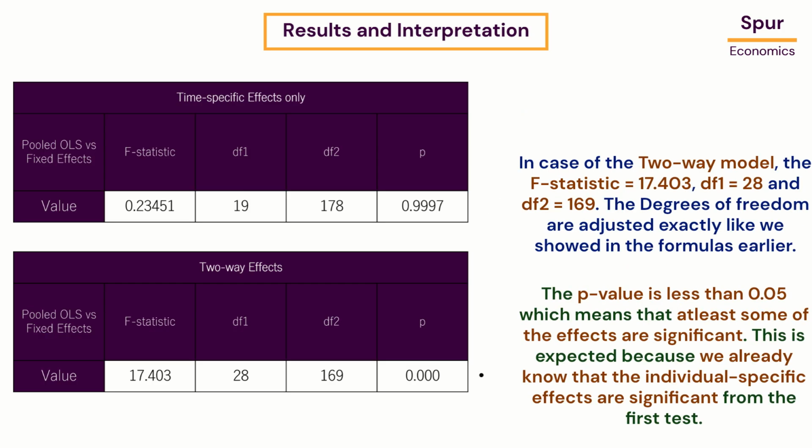In case of the two-way model, the f-statistic is 17.403, df1 is 28 and df2 is 169. The degrees of freedom are adjusted exactly like we showed in the formulas earlier. The p-value is less than 0.05, which means that at least some of the effects are significant. This is expected because we already know that the individual specific effects are significant from the first test.